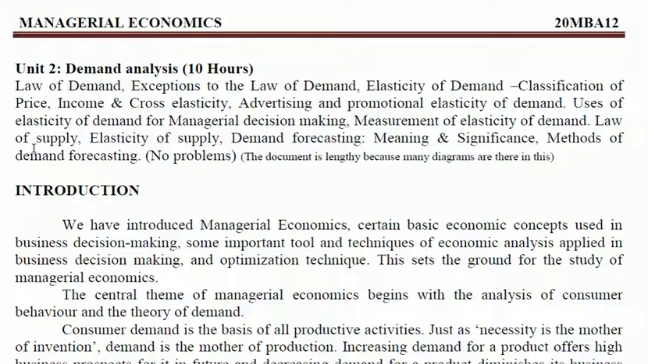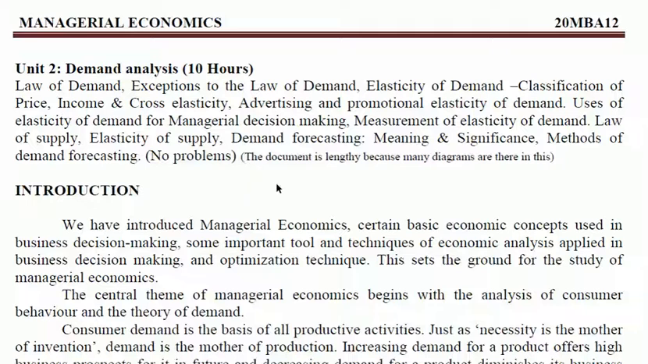Then it consists also of law of supply, elasticity of supply. Then the other part consists of demand forecasting, where meaning and significance and method of demand forecasting. You don't have any problems with the demand forecasting concept as it is mentioned in the syllabus, but you have the concepts. There are two major demand forecasting methods which have been discussed.